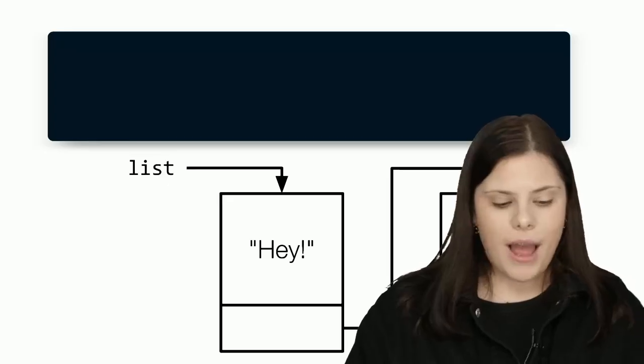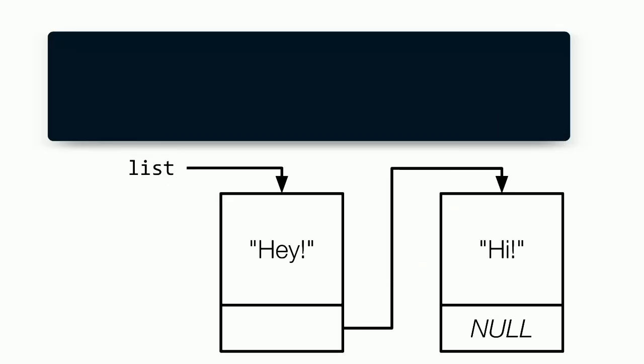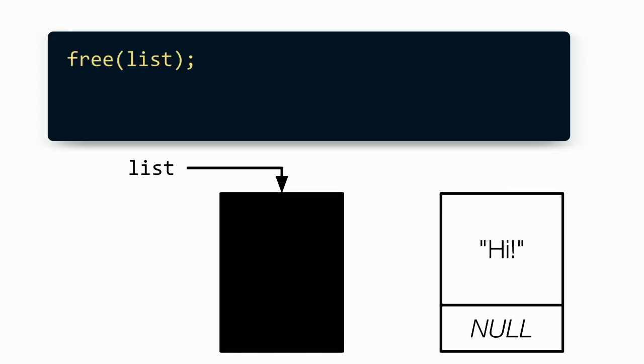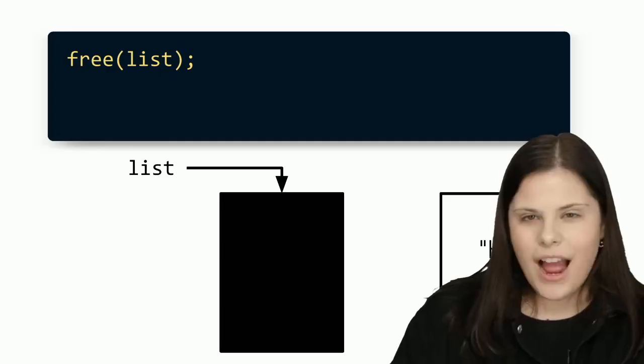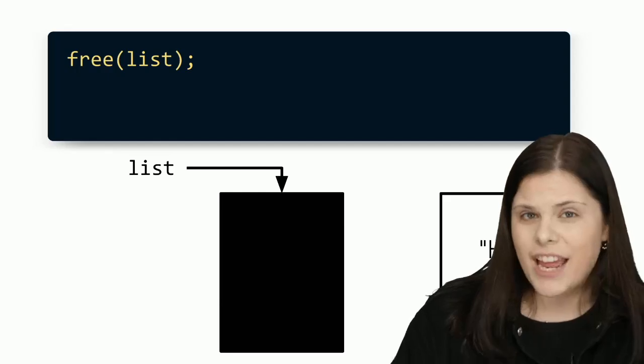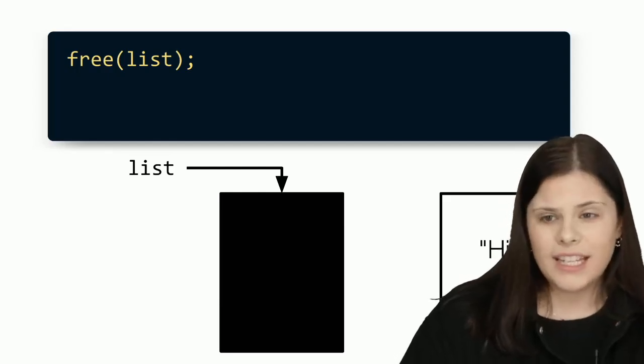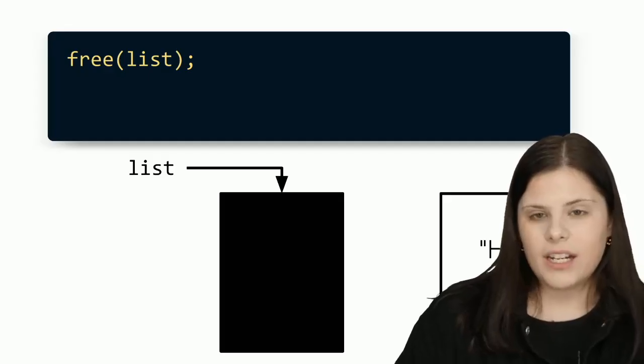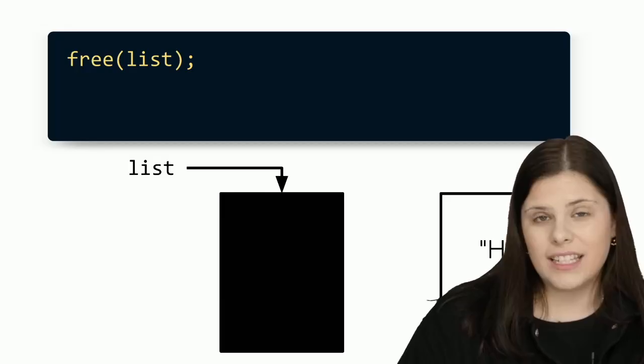So let's go back to what we had before, which is our 2-element linked list: "hey" and "hi," just 2 elements. Well, a very easy way would be, list is pointing to the first element, so I can just do something like free list, and get rid of all of that memory that I've allocated before. But what is the issue here? Why can't I just call free list and move along with my life? What would happen here if I just said free list?